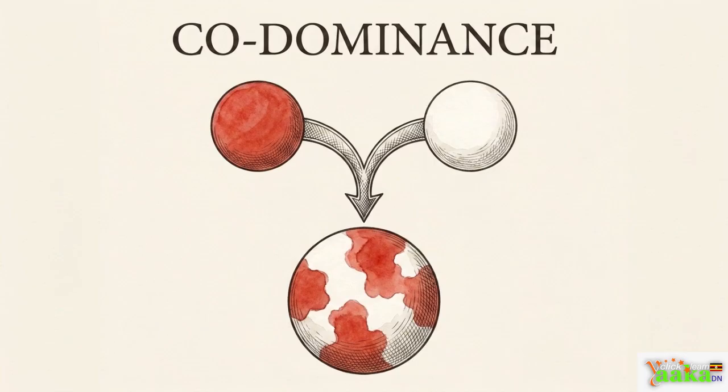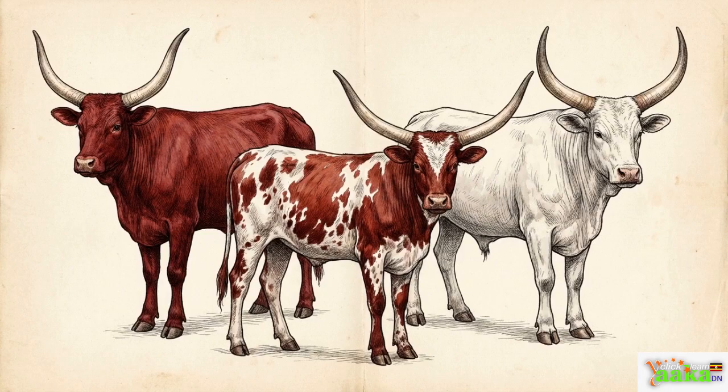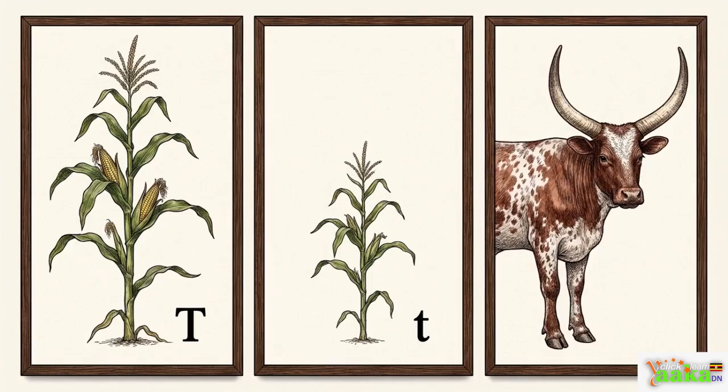Sometimes neither trait is dominant. In a process called codominance, both alleles show up at once. Crossing a red-coated cow with a white-coated bull can produce a calf with a roan coat, one covered in both red and white patches. Inheritance isn't a random blending of parents. It follows these specific rules of dominant, recessive, and shared instructions.